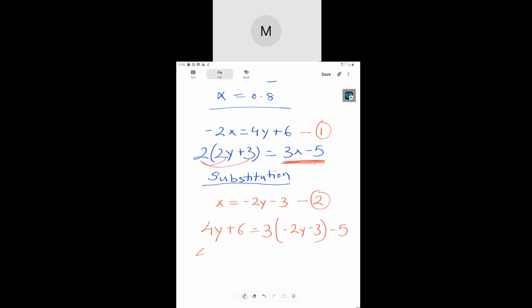Next, 4y plus 6 equals 3 gets distributed here. 3 times negative 2y, negative 6y, again being careful of the signs. I'm sorry, I'm repeating it multiple times, but this is where the most mistakes happen. 3 times negative 3 is minus 9, minus 5.